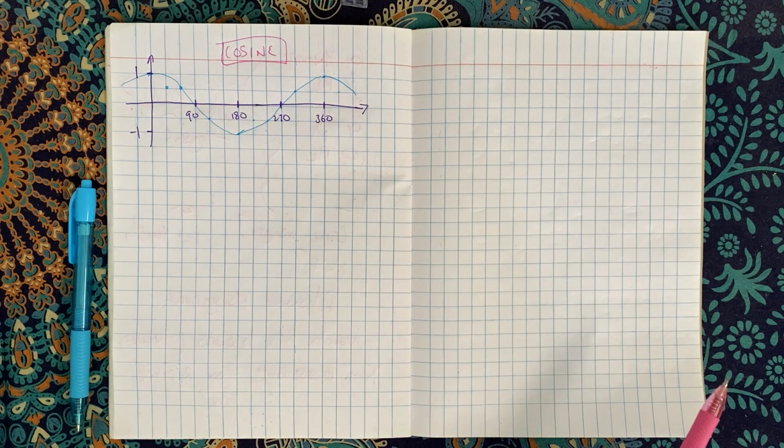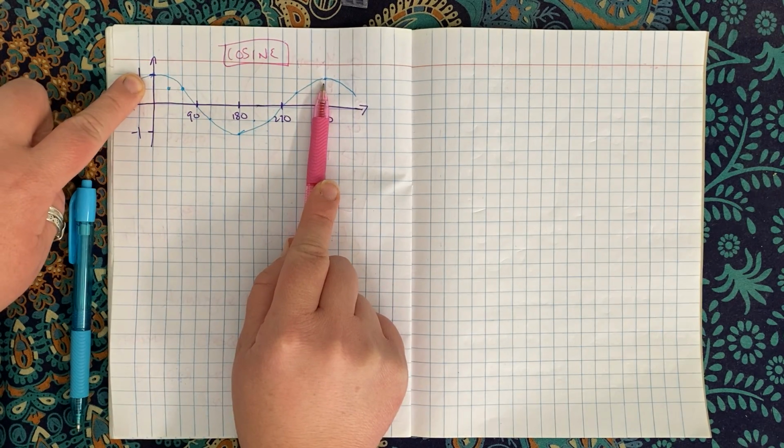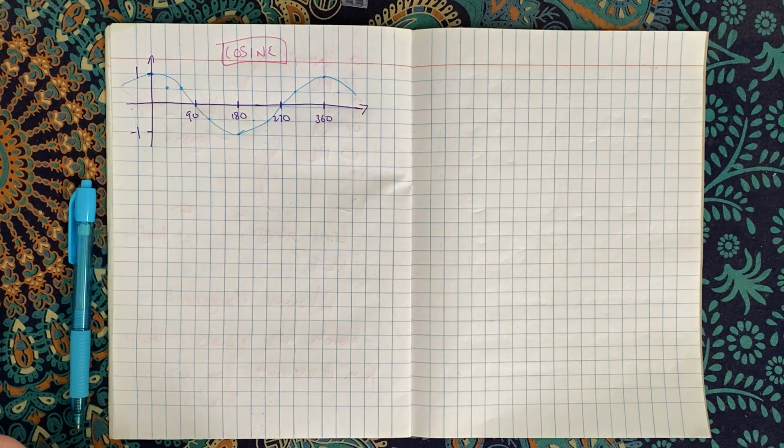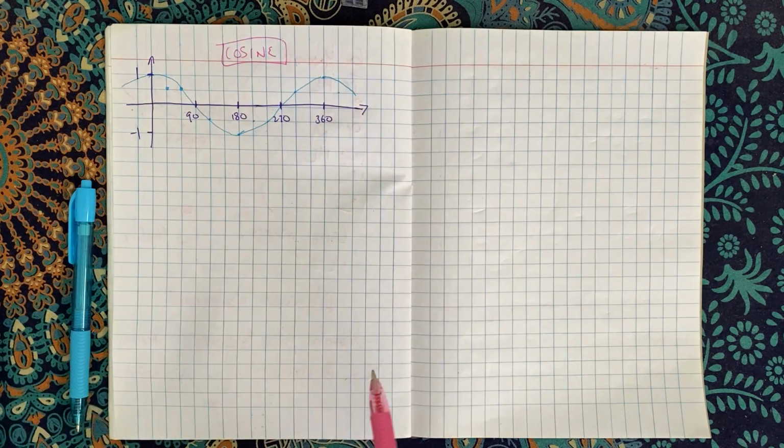The period, which means the cycle after which it repeats, is still 360. So we go from the top back to the top after 360 degrees. We're just starting in a different place. So again, the period of 360 just means it starts to repeat itself. So back here, it'll just keep going on and on like that forever.